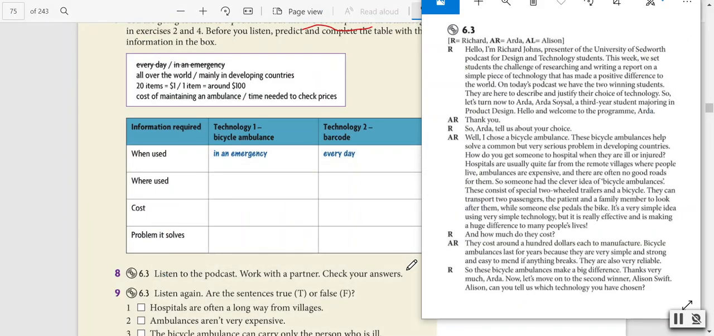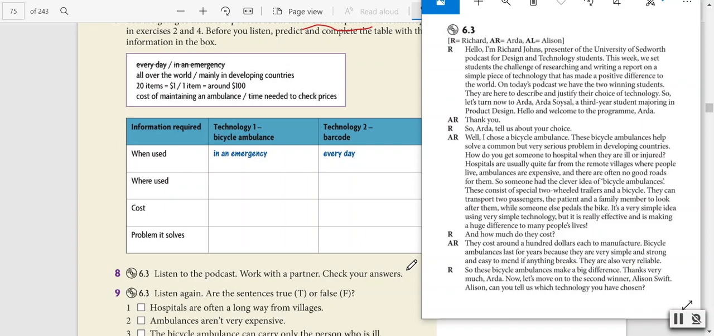Hello, I'm Richard Johns, presenter of the University of Sedworth podcast for design and technology students. This week, we set students the challenge of researching and writing a report on a simple piece of technology that has made a positive difference to the world. On today's podcast, we have the two winning students. They are here to describe and justify their choice of technology. So, let's turn now to Ada Soysal, a third-year student majoring in product design. Hello, and welcome to the program, Ada. Thank you. So, Ada, tell us about your choice. Well, I chose a bicycle ambulance. These bicycle ambulances help solve a common but very serious problem in developing countries. How do you get someone to hospital when they are ill or injured? Hospitals are usually quite far from the remote villages where people live.